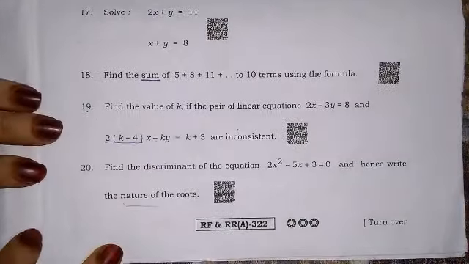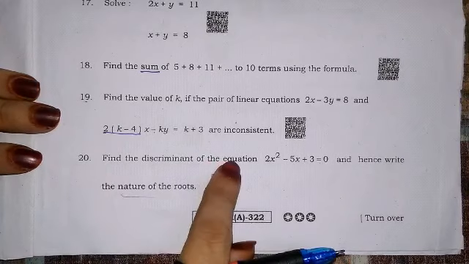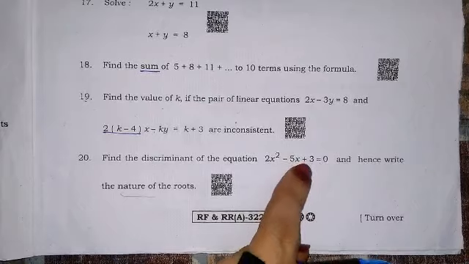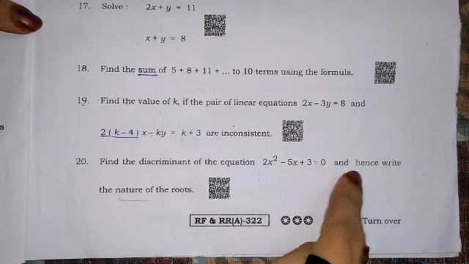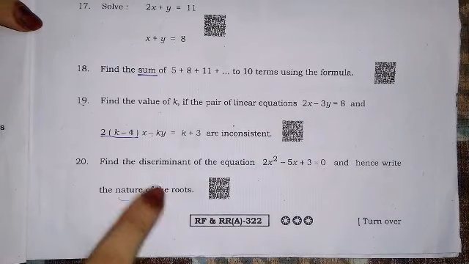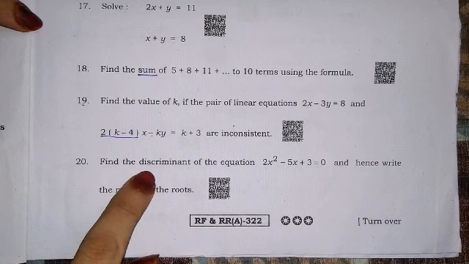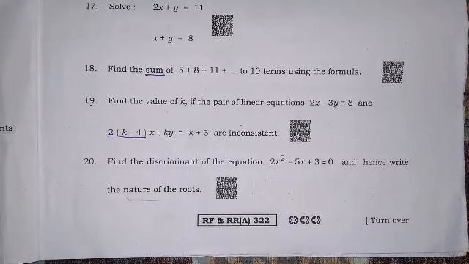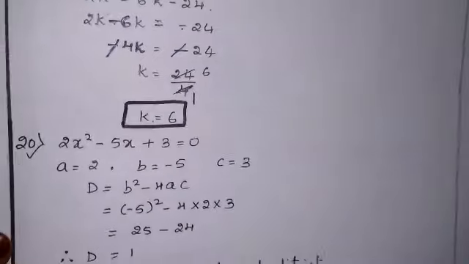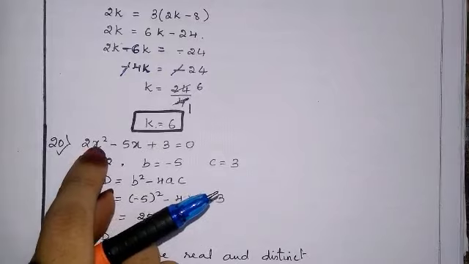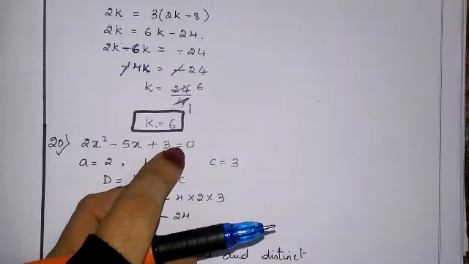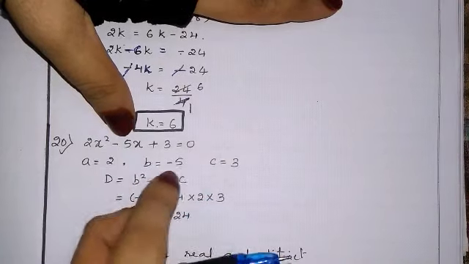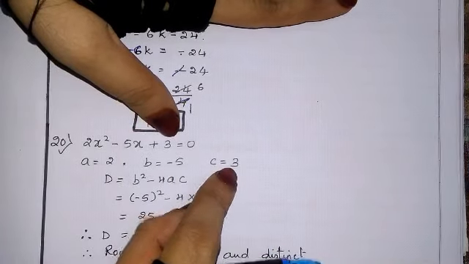Question number 20. Find the discriminant of the equation 2x square minus 5x plus 3 is equal to 0, and hence write the nature of roots. Discriminant is nothing but D is equal to b square minus 4ac, which you have already learned in the quadratic equation chapter. So the given equation is 2x square minus 5x plus 3 equals 0. The a value is 2, b value is minus 5, c value is 3.